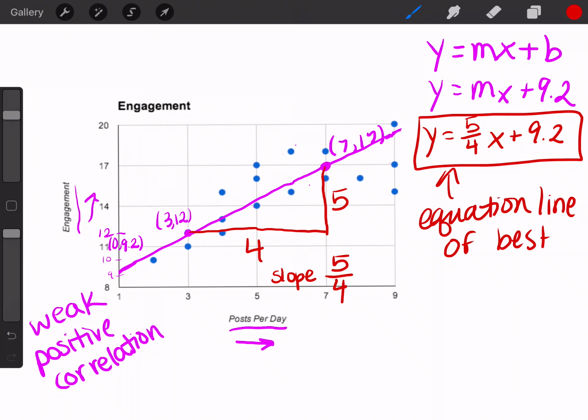That's all I have to do. So just to recap my steps, I first draw in my line. Second, I find my y-intercept. And third, I find my slope. Then I plug them both into the equation, and that's my last step.